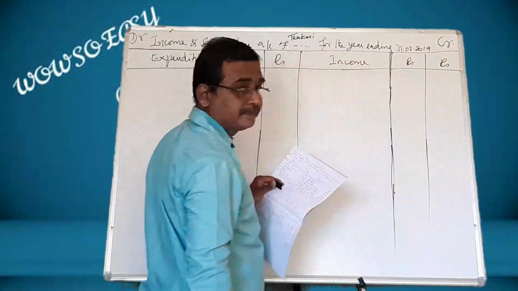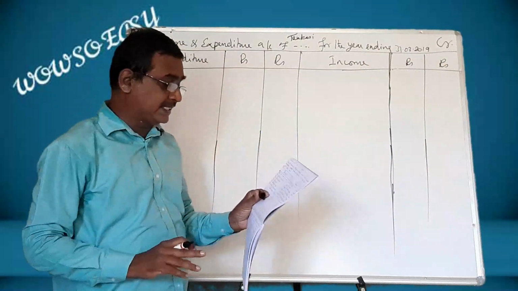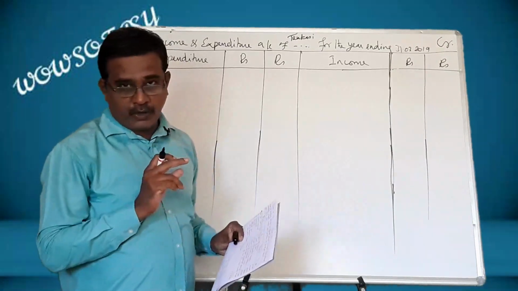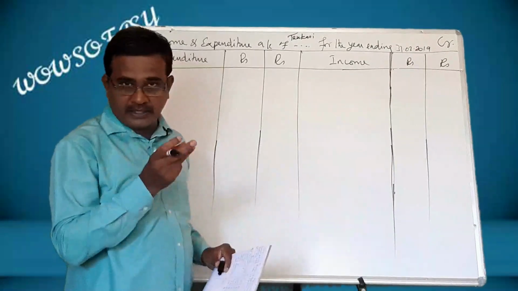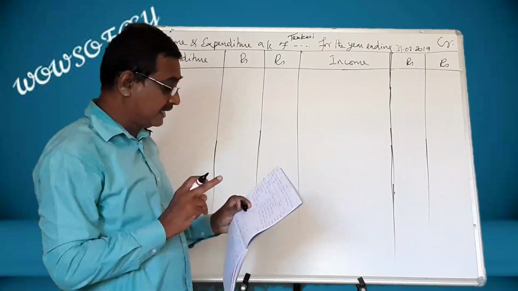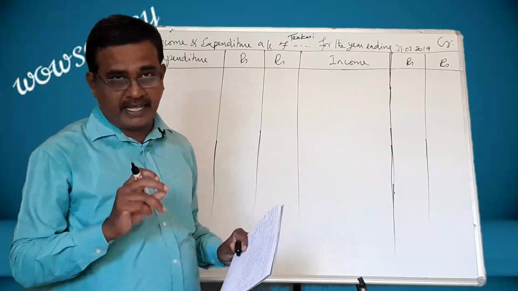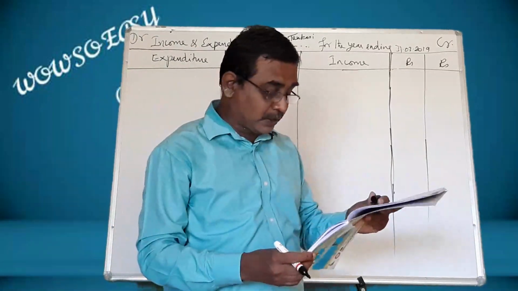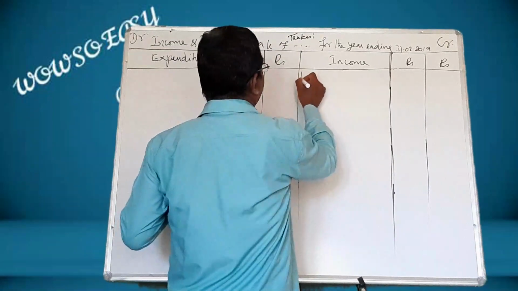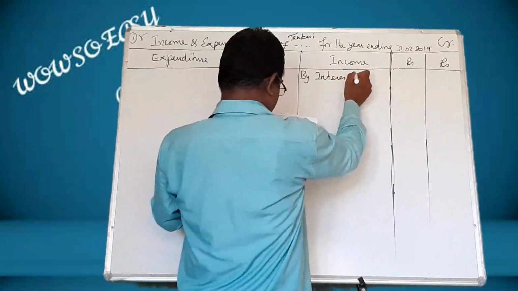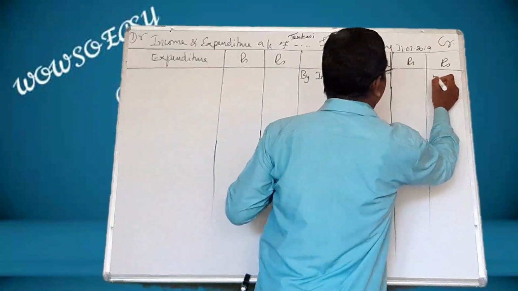2019. And come to the receipts side. To balance brought down, cash in hand, that will not be dealt in this account. I have already told you. Leave that. Then, to interest received. Interest received is a revenue item. So, that should be brought to the income side by interest. What is that amount? 5,000.